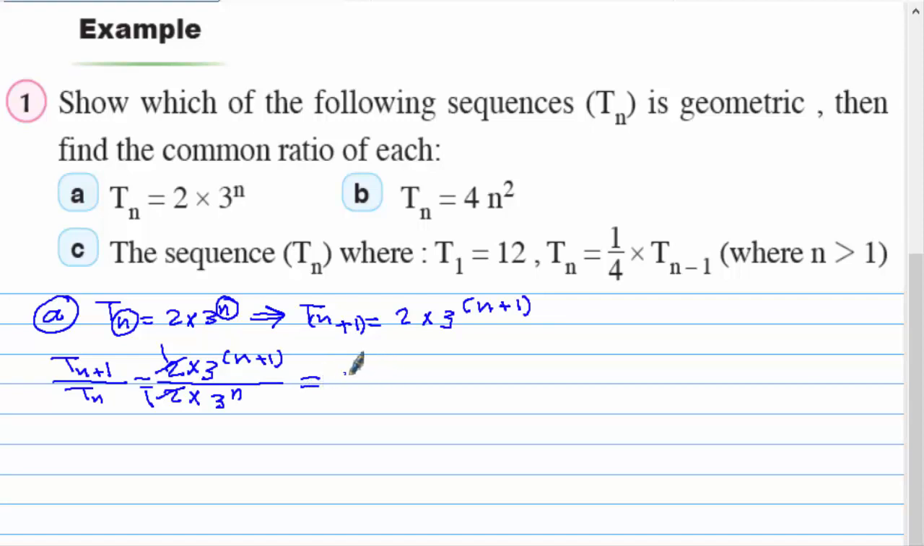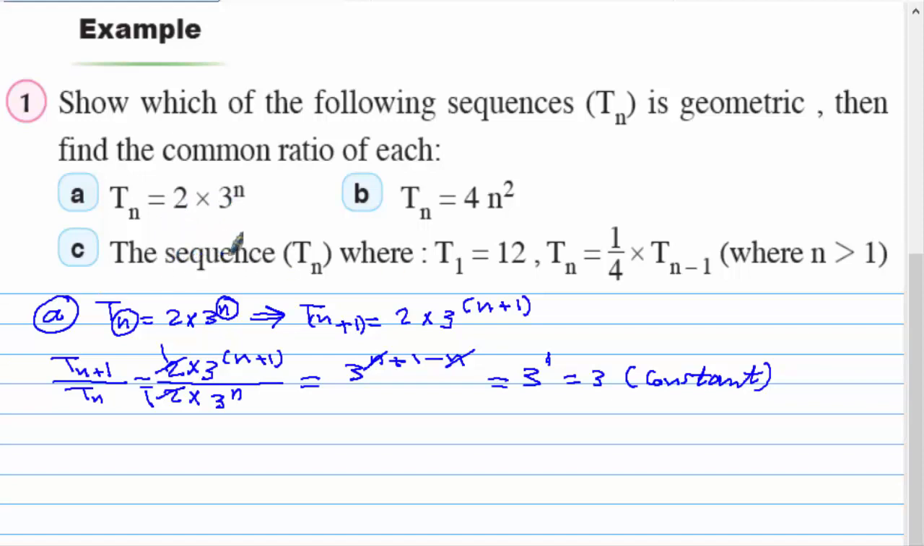So the result equals 3 power n plus 1 minus n. We have 3 as the base, and n plus 1 minus n equals 1. So we have 3 power 1, which equals 3, and 3 is a constant. It doesn't contain any variable. So the sequence Tn equals 2 multiply 3 power n is a geometric sequence.